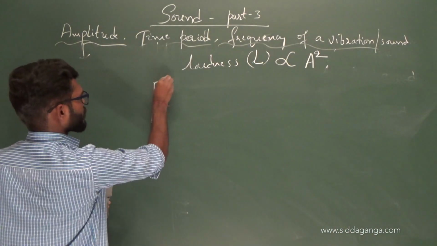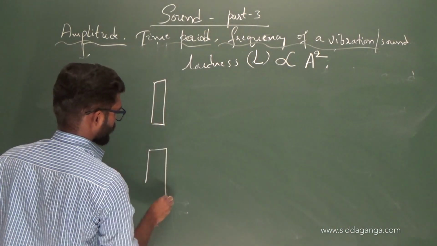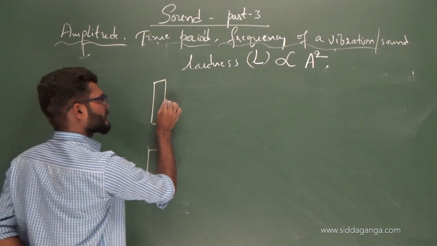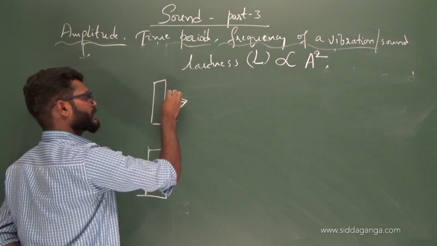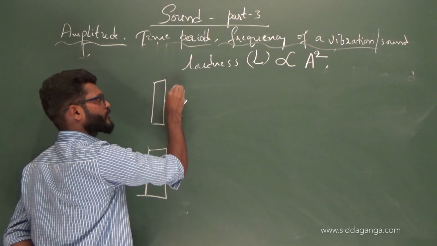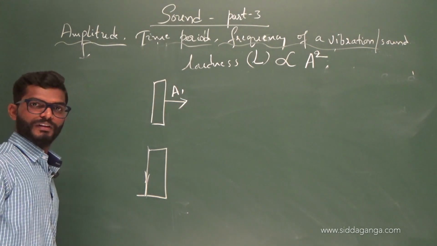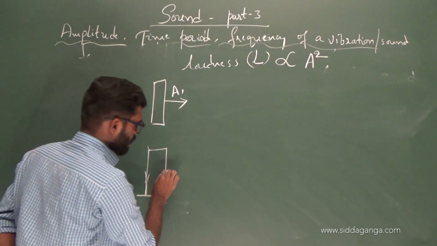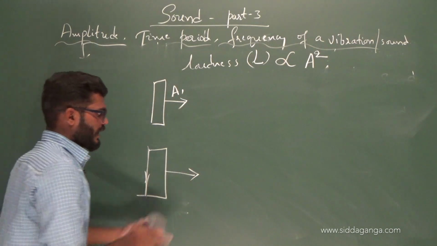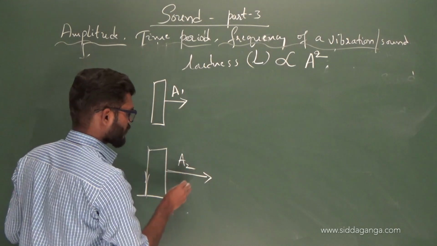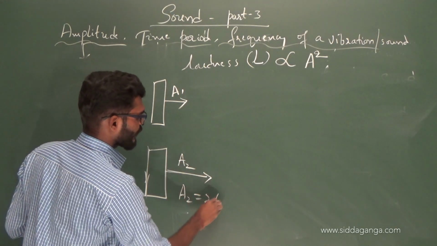Say here we have a body, body 1, and we have a body 2. Object 1, object 2. Say this object is vibrating with amplitude A1. A1 is the amplitude of object 1. Say we have the other object which is vibrating with the amplitude A2 such that A2 is twice the A1.